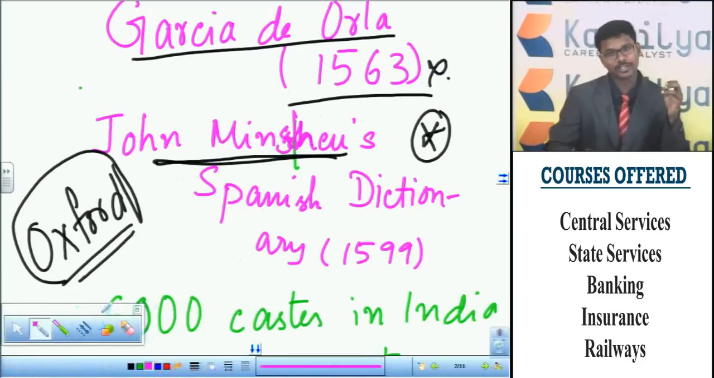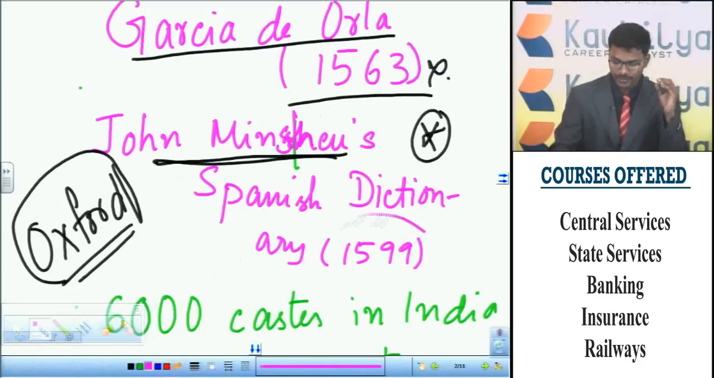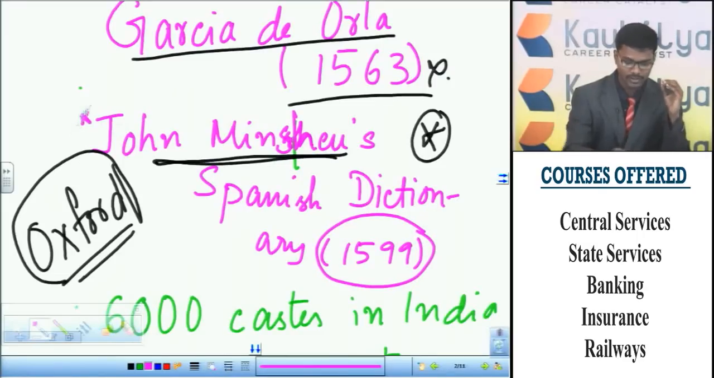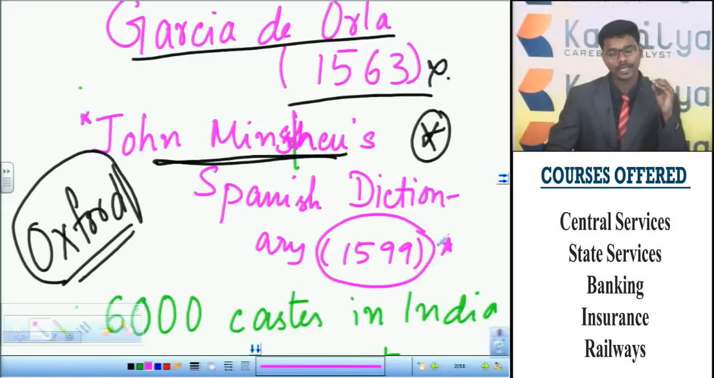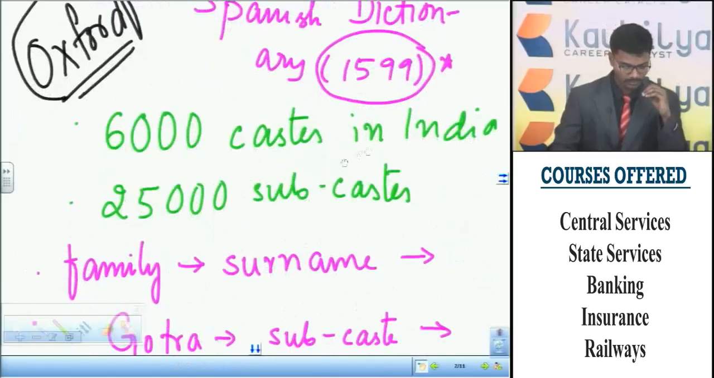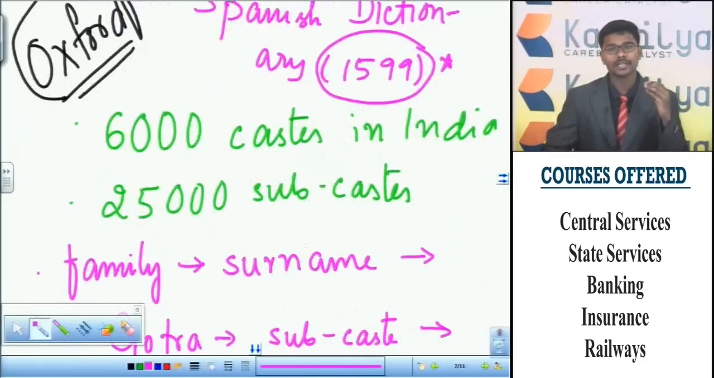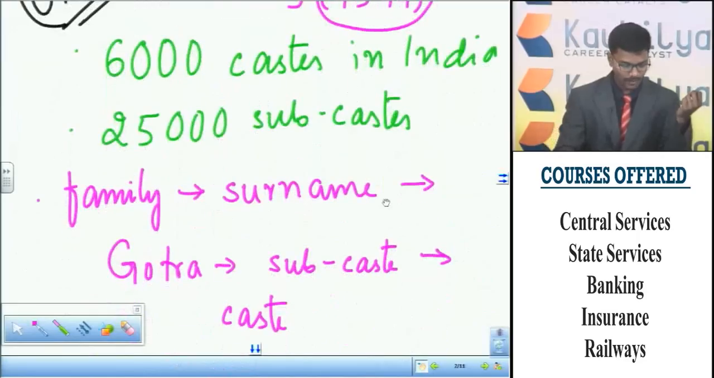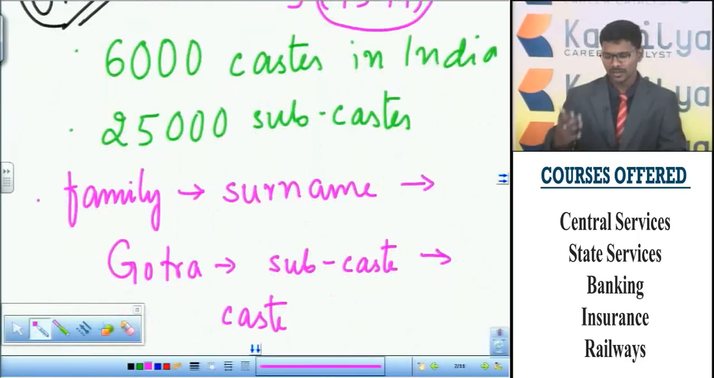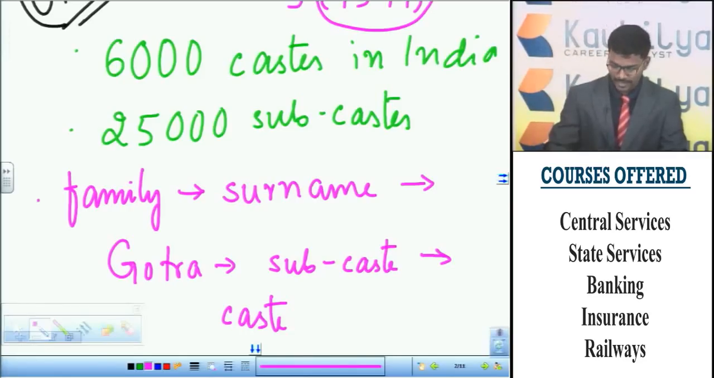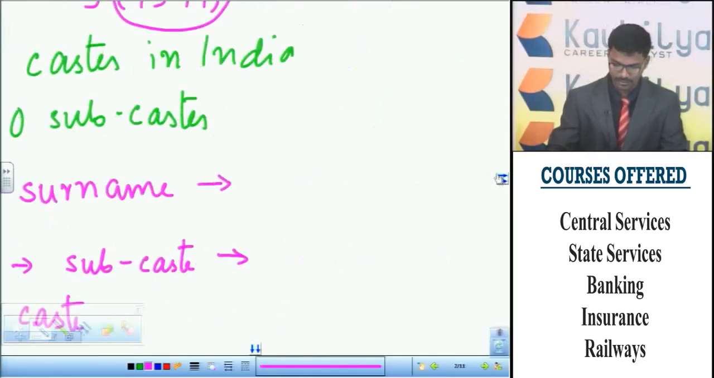This person has mentioned the term casta in his Spanish dictionary in the year 1599. Both are important: John Minshew is important, and also the year 1599 is important, wherein he mentioned the existence of lineage, the existence of color domination in the Western world. Now coming to the castes in India, every particular hierarchical setup has, just give me a second, I'll explain it with an example.